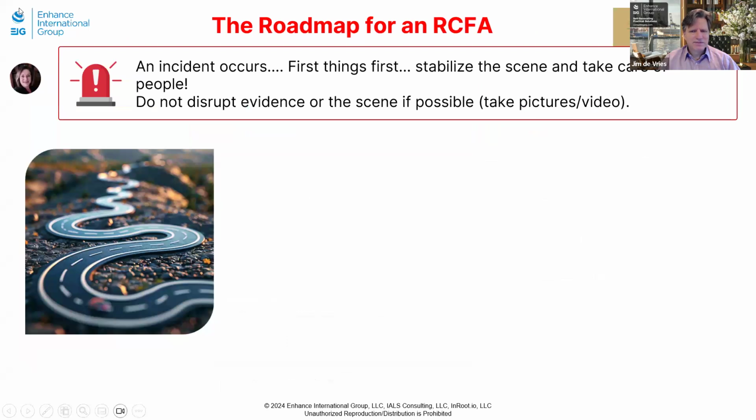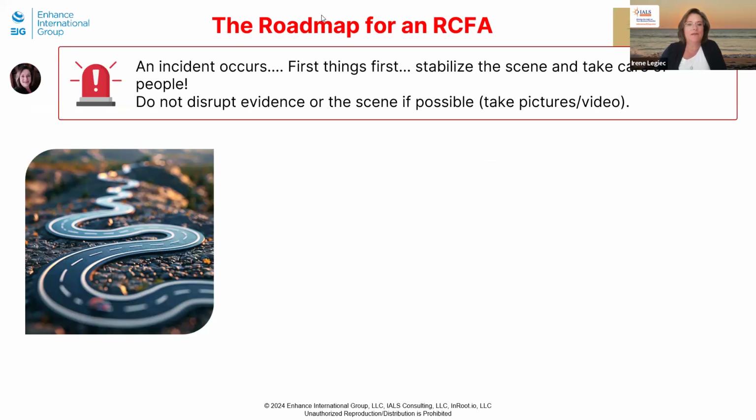Back to you, Irene. Okay, so first things first, an incident occurs. And I'm going to use a safety example, but we can all use process safety management. We could use reliability, or if you're in a customer-facing industry, you got a customer complaint, a massive customer complaint, or there's a quality issue. So first things first, stabilize the scene, whether it's corporate communications, taking care of the customer, taking care of people, make sure things are safe.